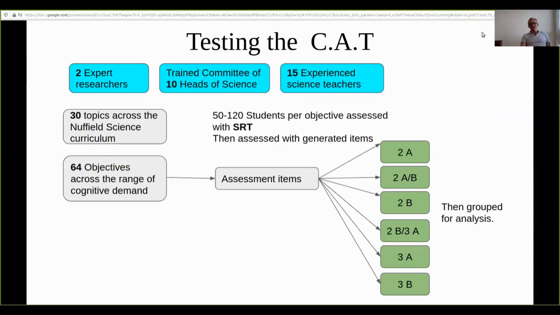Then they used these items to assess students who had already been grouped by the science reasoning tasks into the Piagetian stages, as shown in the flow diagram. So they had a range of objectives that had been turned into assessment items. They worked with a large group of teachers and students, and then they were able to match the Piagetian level of thinking that the students were bringing to see how demanding the assessment items were.